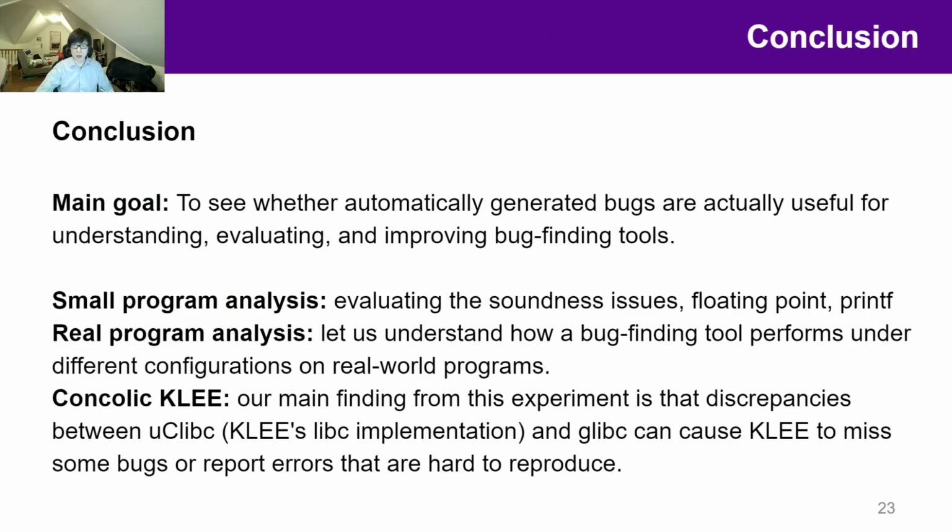In conclusion, in our small program analysis section, we described the soundness problem about floating point and the printf function call in KLEE version 1. In our real program analysis, we tested different configurations with KLEE to evaluate the real programs. In addition, in our Concolic KLEE part, our main finding is that the diversity between glibc and uclibc can cause KLEE to miss some bugs or report errors that are hard to reproduce. So our experiments prove that automatically generated bugs can really help to understand, evaluate, and improve bug finding tools. Thank you.